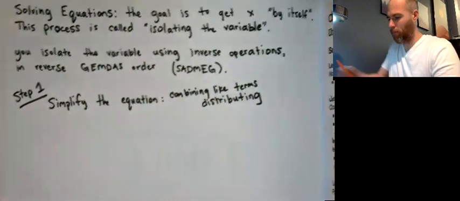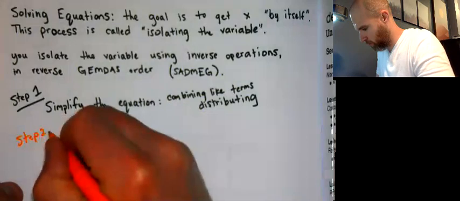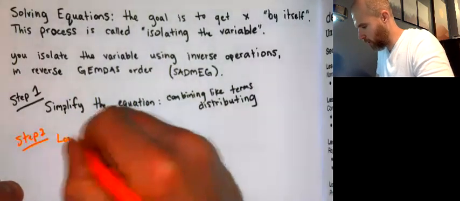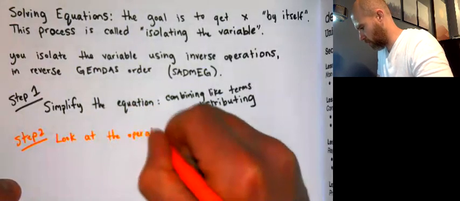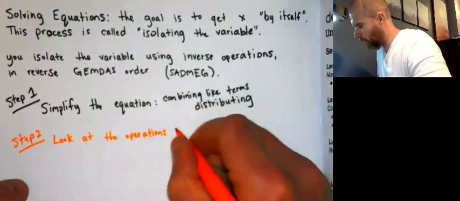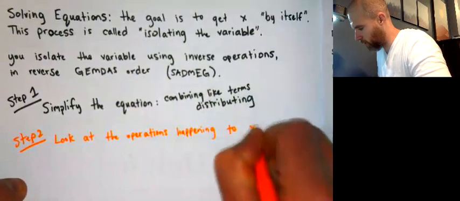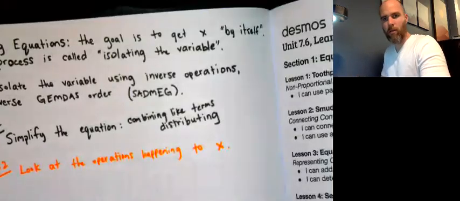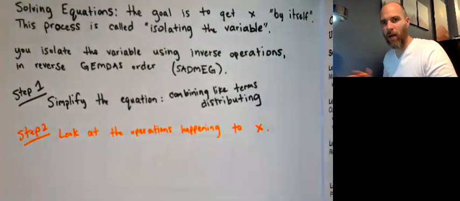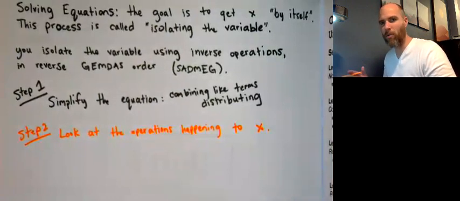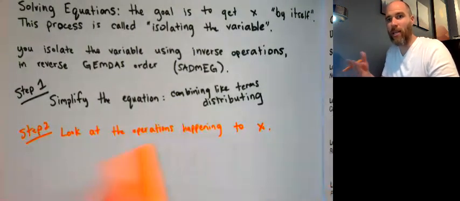Okay, step 2. Look at the operations happening to x. So if it says 4x, your x is being multiplied by 4. If it says 4x plus 12, my x is being multiplied by 4 and it's being added by 12. So these are the things that are happening to my x.